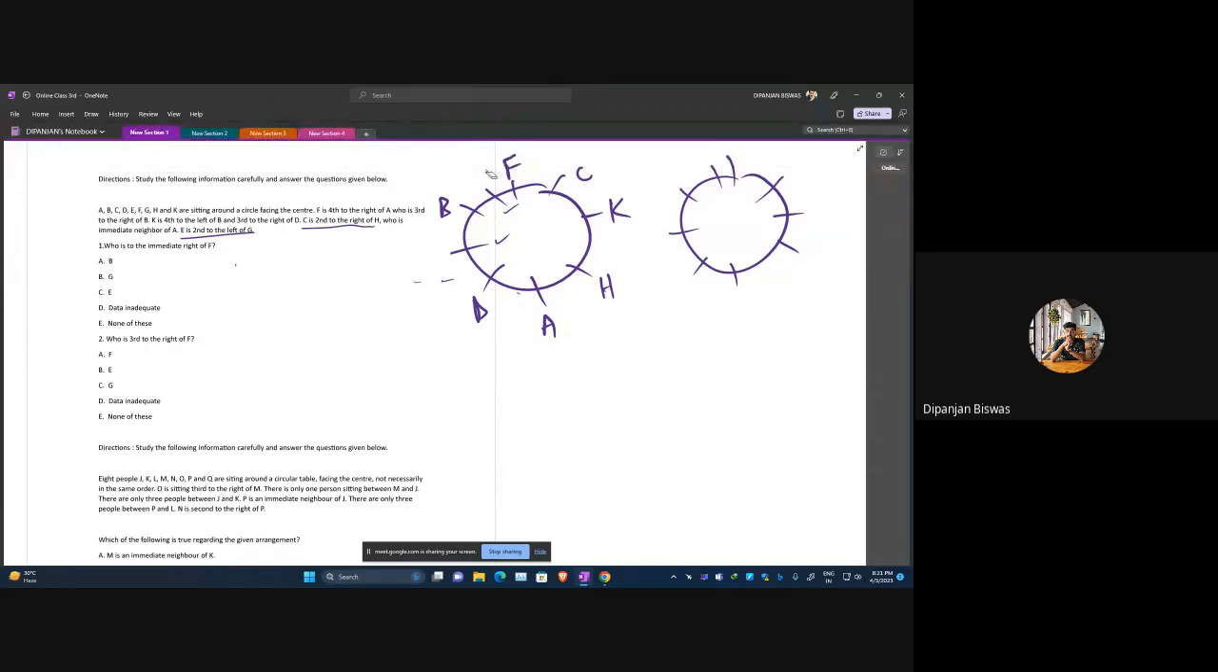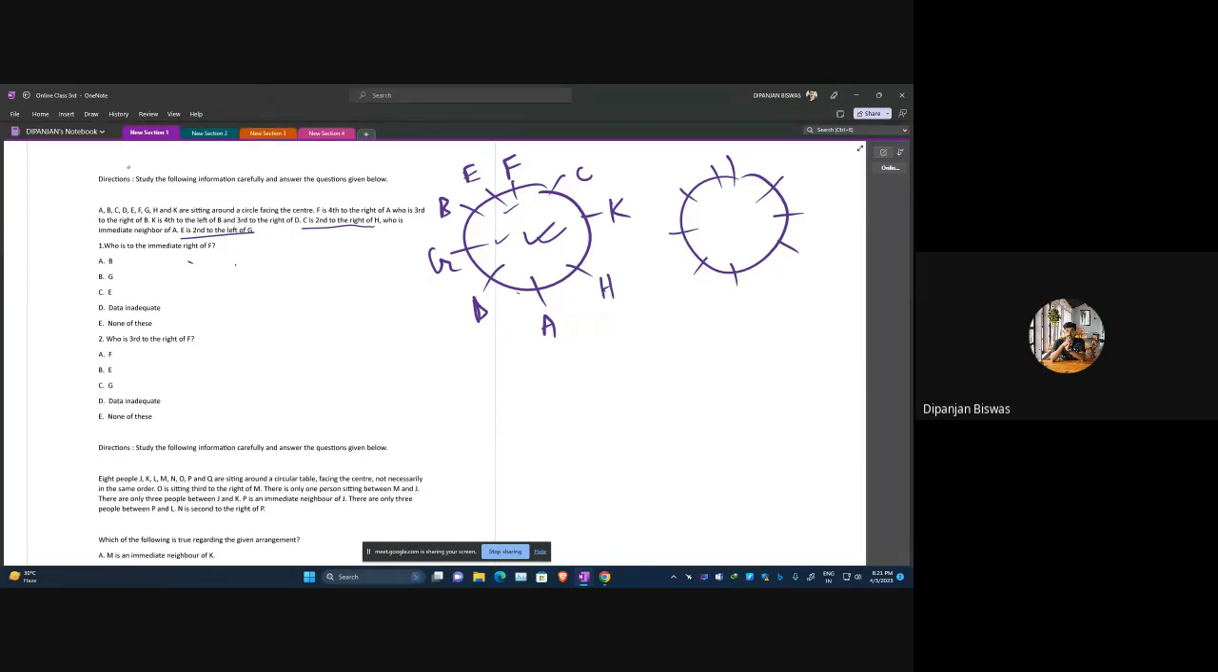So G comes here and here is E. So E is second to the left of G. And our seating arrangement is complete. I hope it is clear to everyone now.